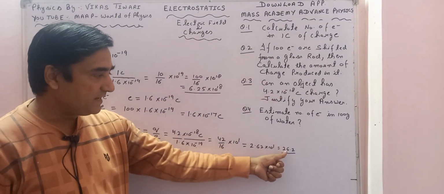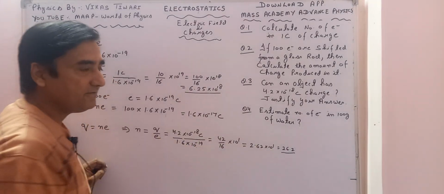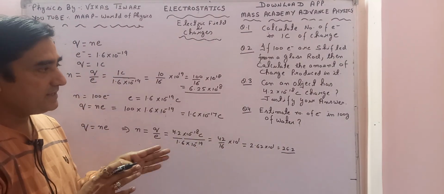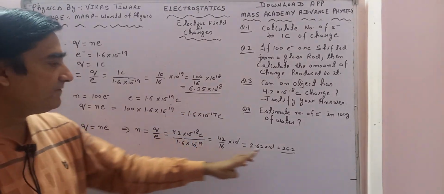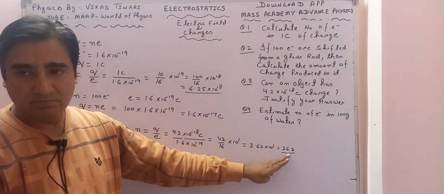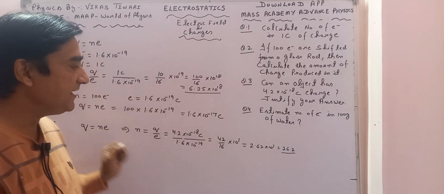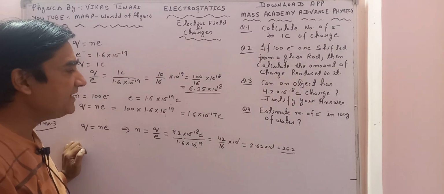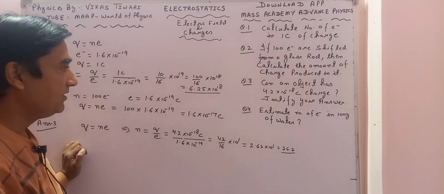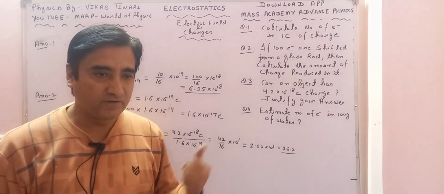If we solve this and the value of n becomes some integer value, then we can justify that yes, this value is possible. But right now we are finding that it is around 26.2, which is not an integer value. So we can say it is not at all possible. So this is the explanation of the third question.